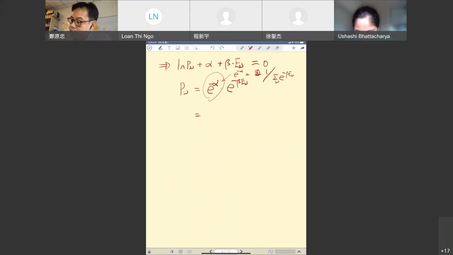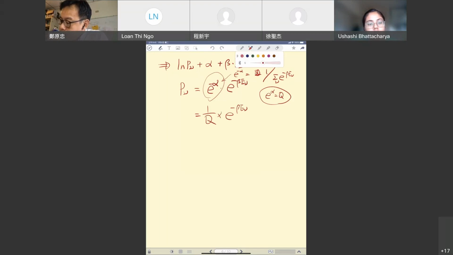So it's actually exponential alpha is our Q, our canonical partition function. So this is 1 over Q times exponential minus beta E. Now the trick here is, what is beta?